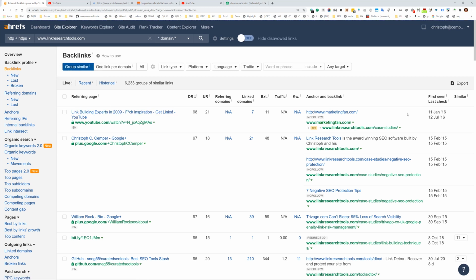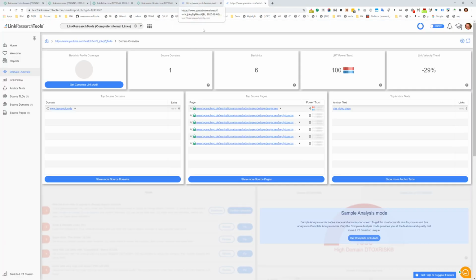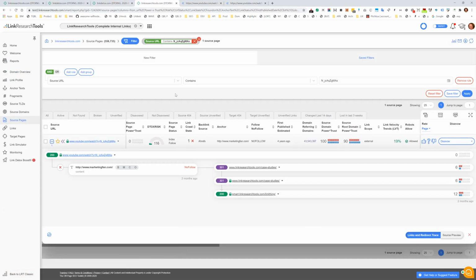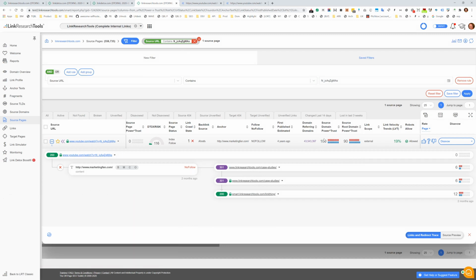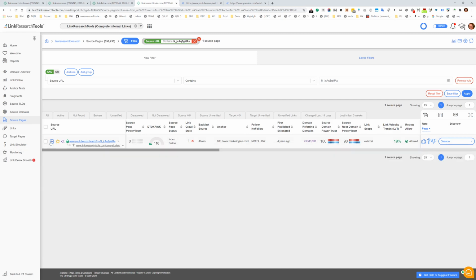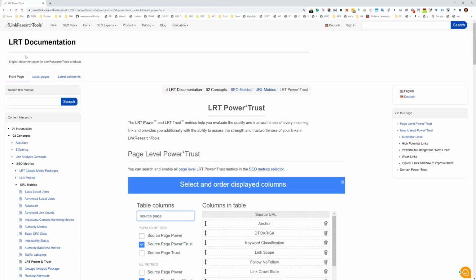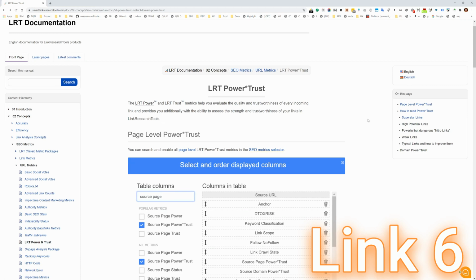It does not contain live links. This link is not live. And we can check that out again in Link Research Tools itself. And when we look at the data here, this specific link, we see that there's a different redirect trace. We see that the source page Power Trust is actually 0. We see that the domain is of course strong, but yeah, it's YouTube. I want to pull up the documentation that we have on Power Trust real quick.